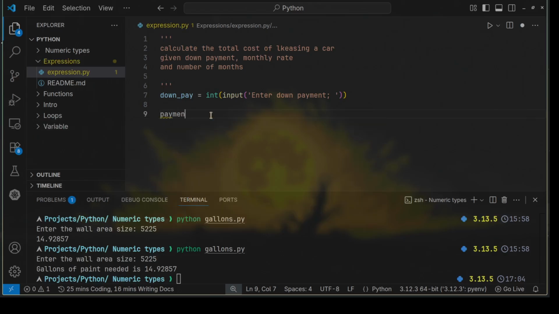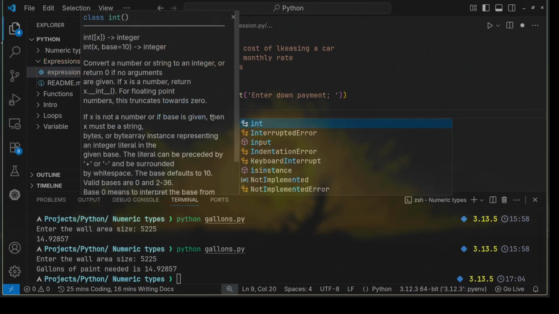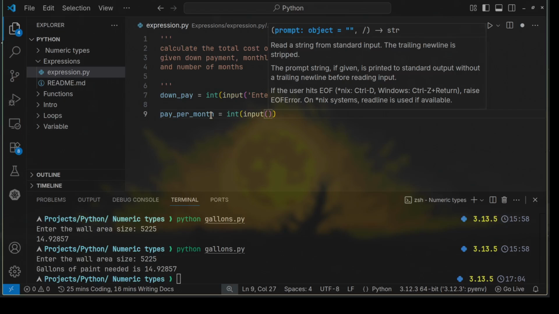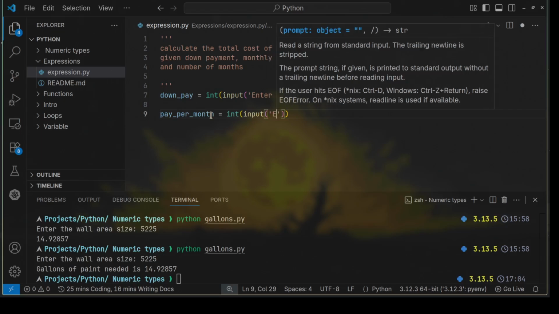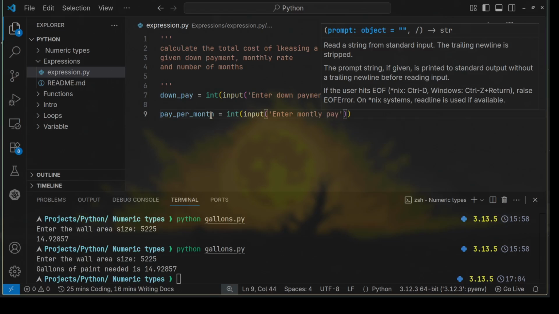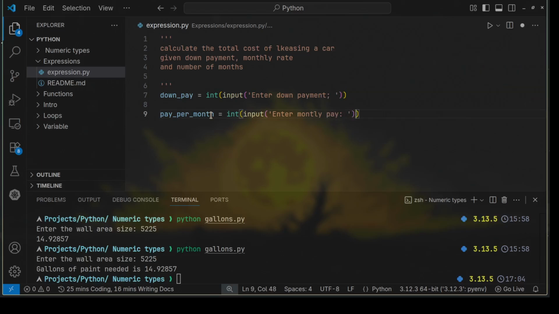Then we have the payment per month. It's most advisable when having variable names to use underscores within the words: pay_per_month. So we'll take an integer input from the user as well. We're going to ask the user to enter monthly pay. Right? So this gets the monthly pay from a user. And then how many months do they want to pay?